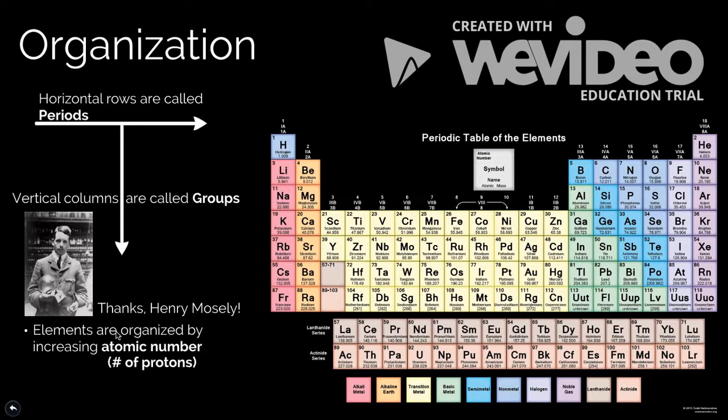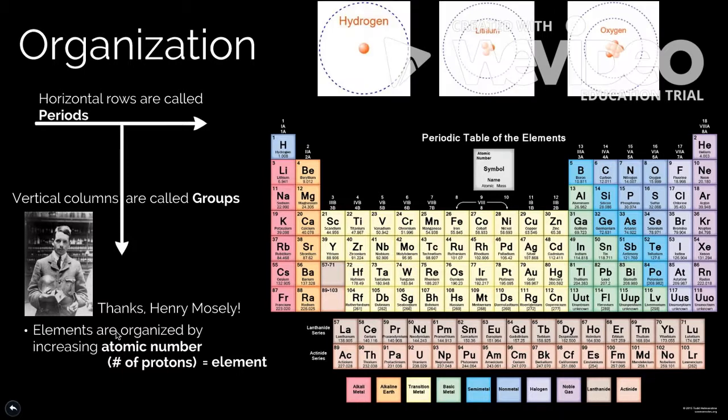Now, this is important because remember that the atomic number is the same as the number of protons for every element, and hopefully you remember that the number of protons will tell you what element we have. This is what gives each atom its identity. So if you have an atom with just one proton in its nucleus, it will be a hydrogen atom. If you have an atom with 3 protons, it will be lithium.